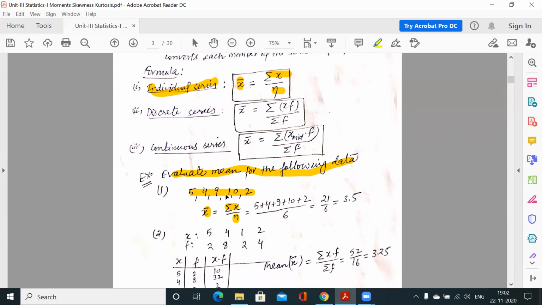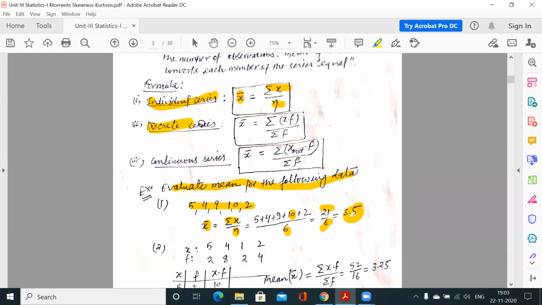Sorry, this is not 10. This is 1, comma 0. So the data is 5, 4, 9, 1, 0, 2. So 1, 2, 3, 4, 5, 6: 6 points are there. Now the summation: 5 plus 4 plus 9 plus 1 plus 0 plus 2. 5 plus 4, 9. 9 plus 9, 18. 18 plus 1, 19. 19 plus 0 is 19. 19 plus 2, 21. So 21 by 6. The average is 3.5 for individual series.